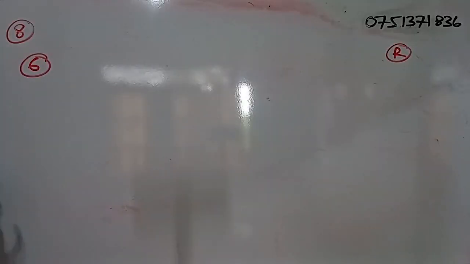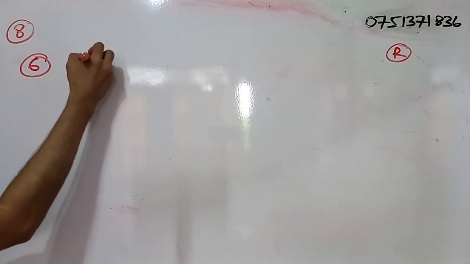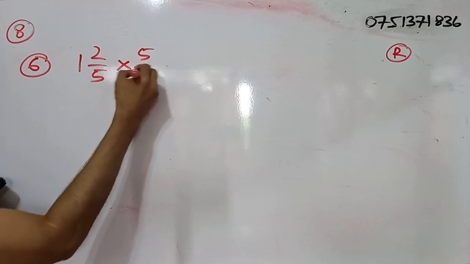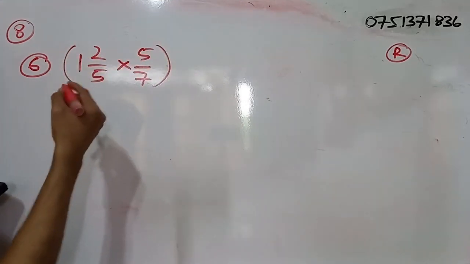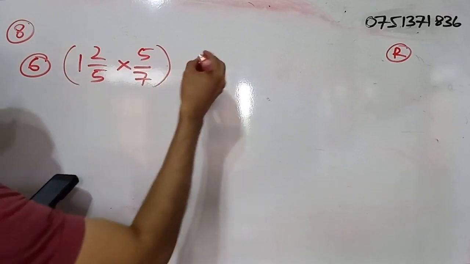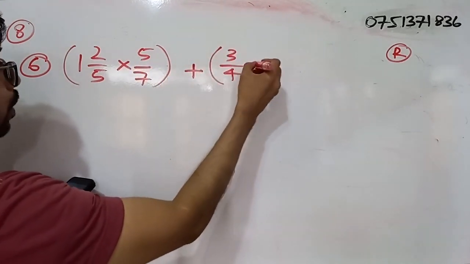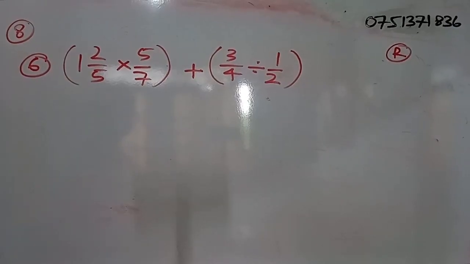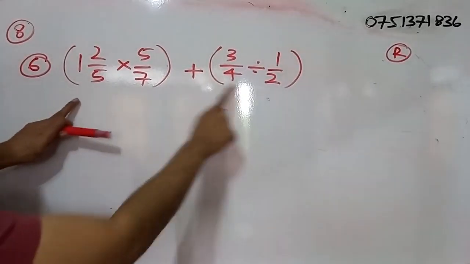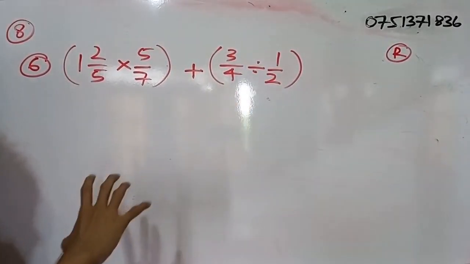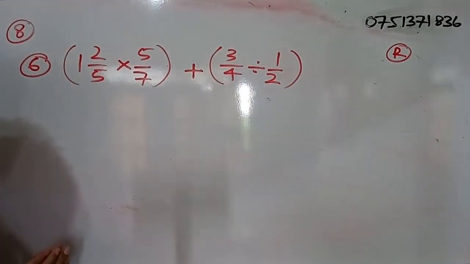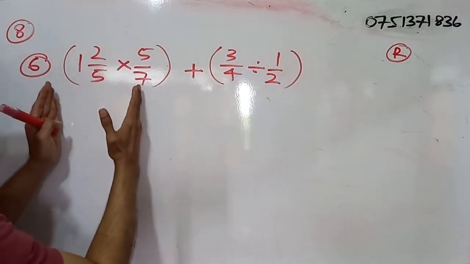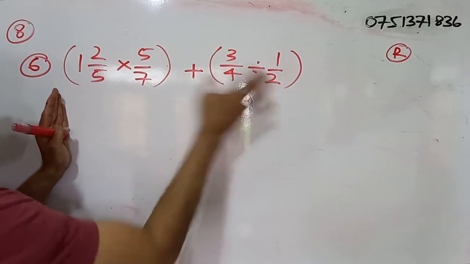Right, part 6. So there we have what? 1 and 2 by 5. We have to multiply that by 5 by 7. So that is in brackets. So the whole thing we need to add to 3 by 4 divided by 1 half. So now we have to do the simplification. Right. So these are two brackets now. So using the BODMAS theory, simultaneously we can do the simplification. But we will do it one by one. First of all, we will simplify this bracket, then we will go to this bracket.